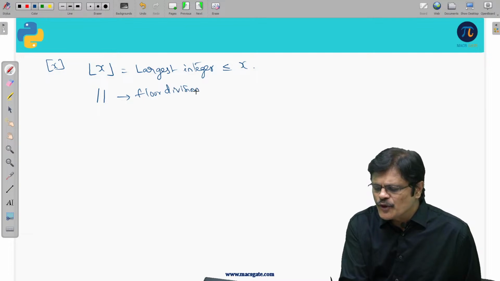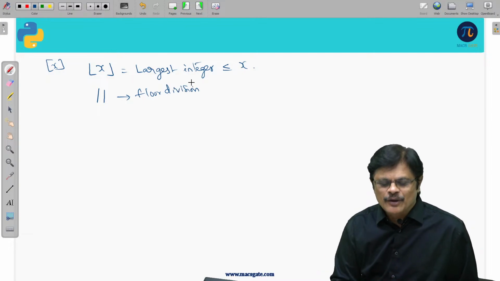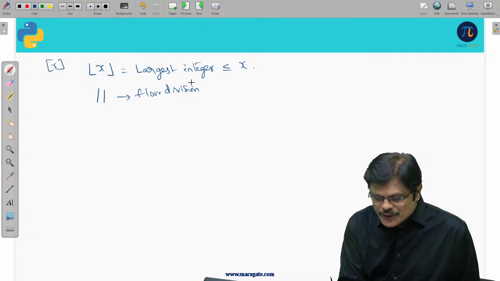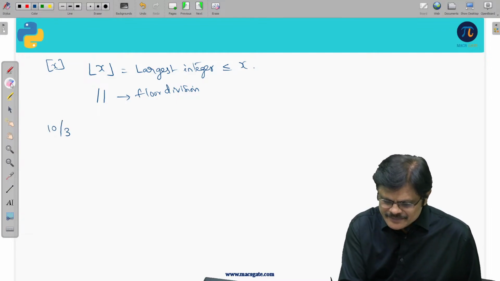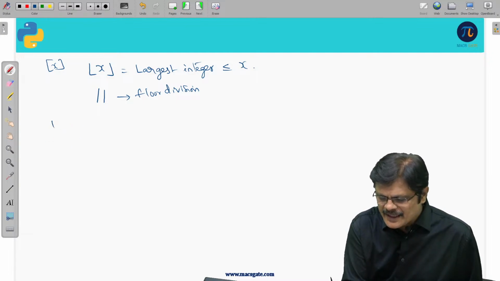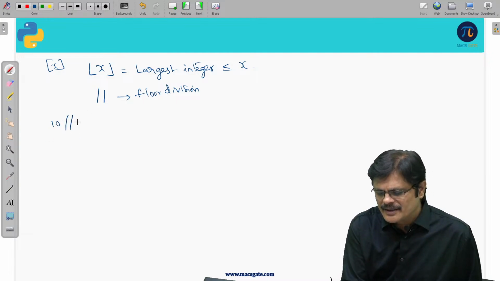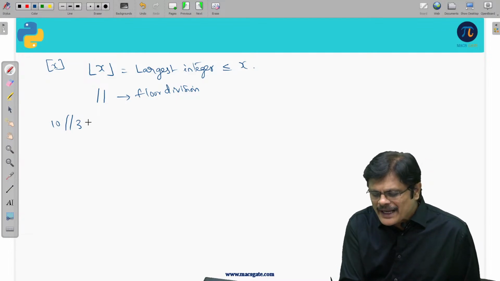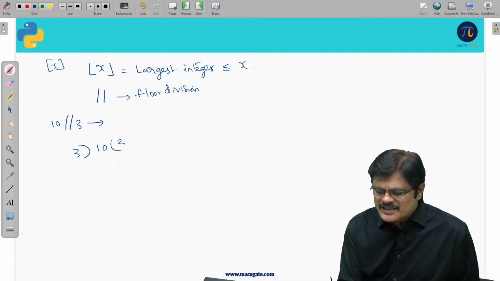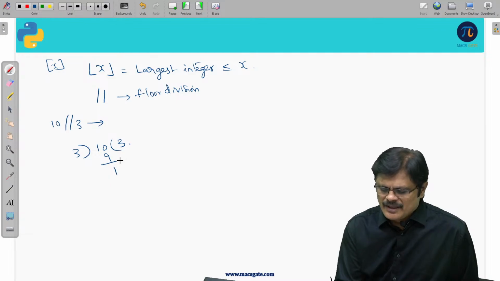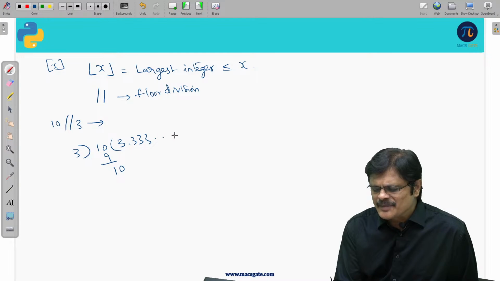So what is this floor division going to do, my dear friends? Suppose you have 10 divided by 3. What actually happens here is you divide 10 by 3. 3 threes are 9, remainder 1, then again point. So again you get 3.333 something.